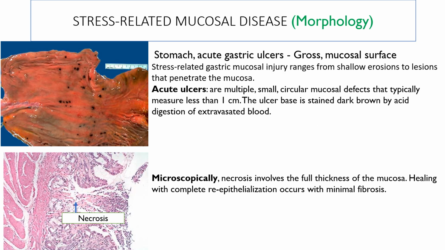Stress-related gastric mucosal injury ranges from shallow erosions to lesions that penetrate the mucosa. Here we see multiple small circular mucosal defects stained dark brown by acid digestion of the extravasated blood. You can see here necrosis involves the full thickness of the mucosa, and in these cases healing is with minimal fibrosis. Compare this to damage in chronic gastritis, where you usually have fibrosis.